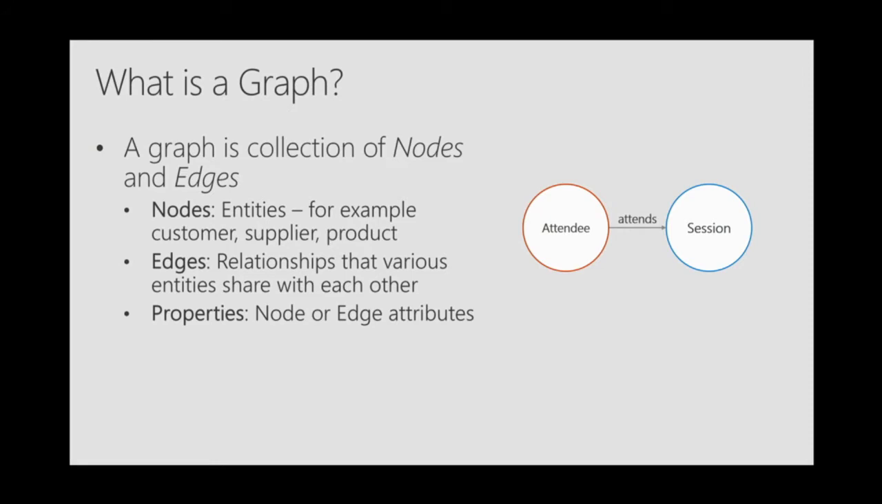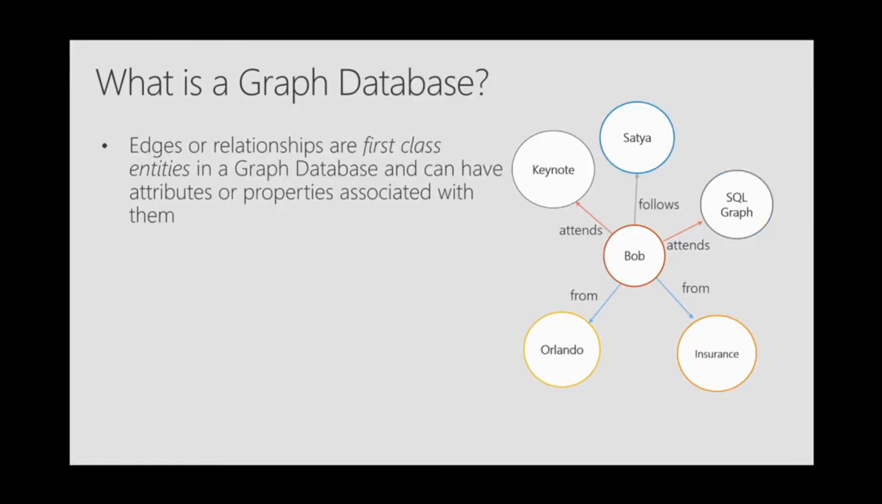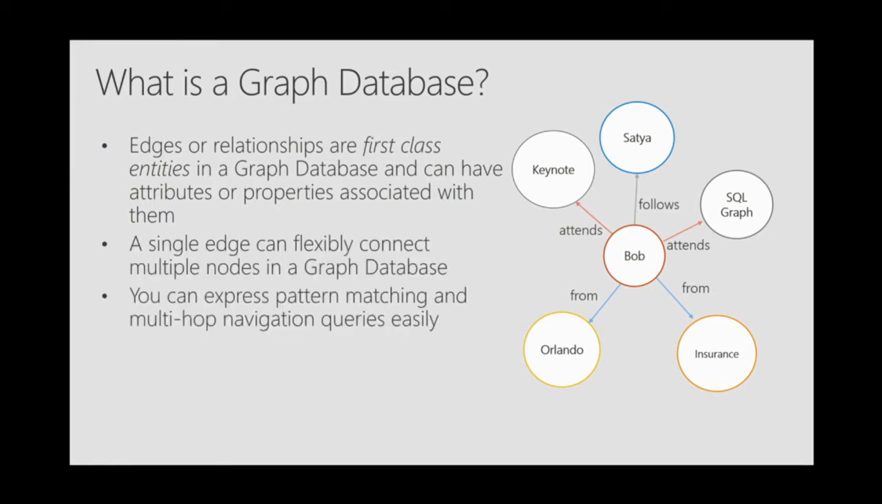So what's a graph database? Edges or relationships are first-class entities in a graph database. They can have properties, attributes associated with them. A single edge can flexibly connect multiple nodes within the graph. So Bob is from Orlando and from the insurance industry. He attends the keynote, he attends SQL Graph. You can express pattern matching and multi-hop navigations very easily.